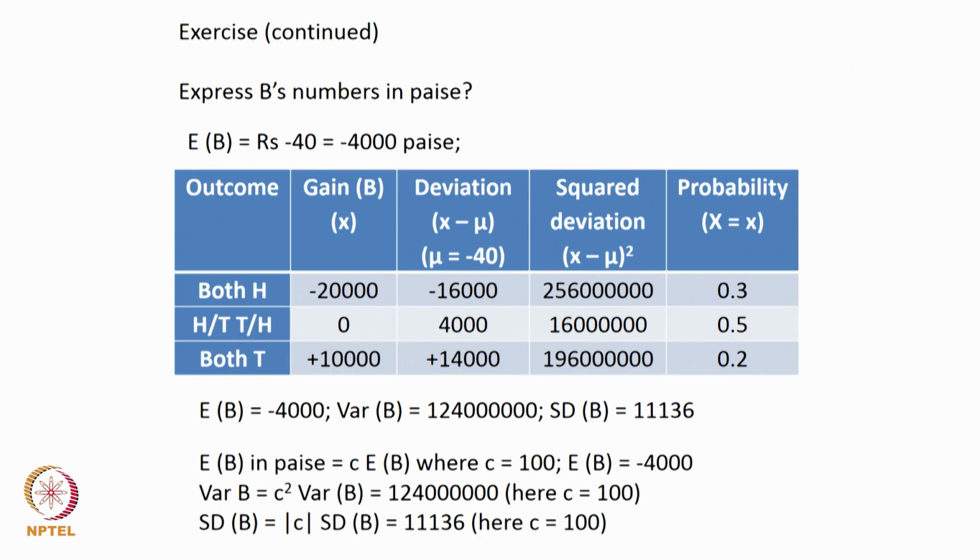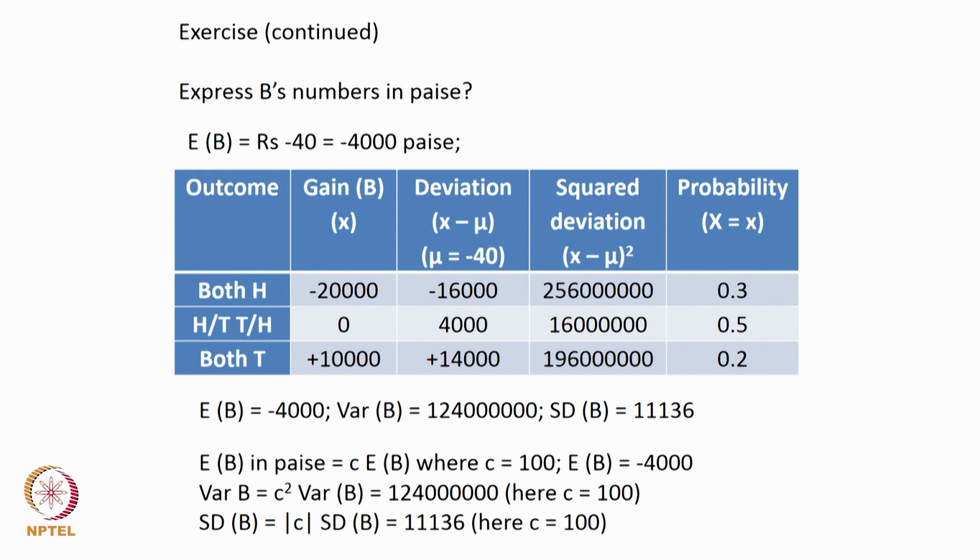So, x minus mu gets multiplied by 100. Earlier it was minus 160, 40 and plus 140. Now, it is minus 16,000, plus 4,000 and plus 14,000. The squares get multiplied by 100 into 100, which is 10,000.